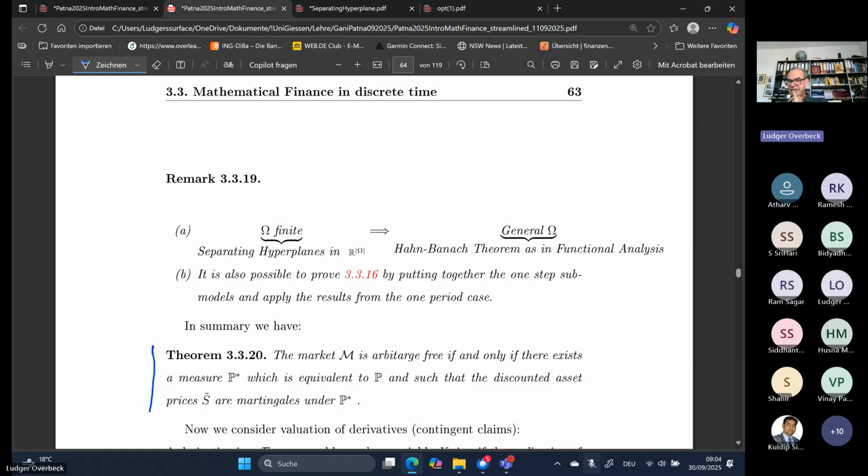So this is the main theorem here. The market is arbitrage-free if and only if there is a measure P star, which is equivalent to P, and such that the discounted asset prices S tilde are martingales under P star.